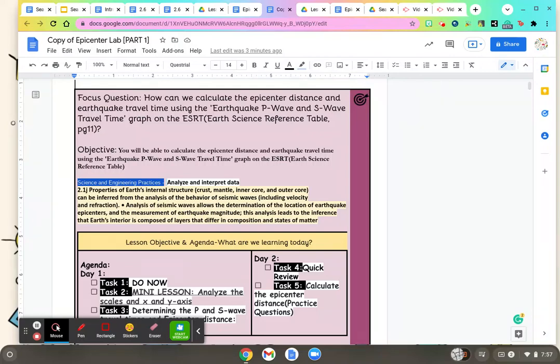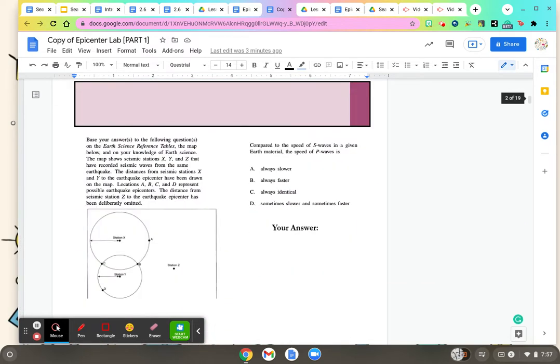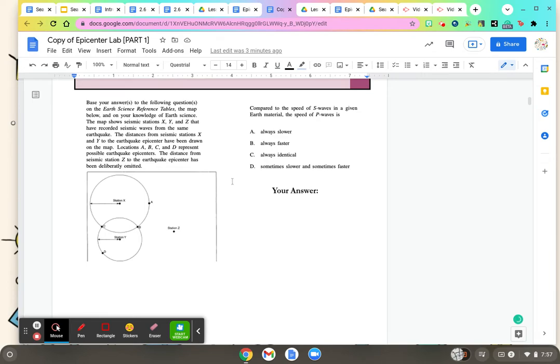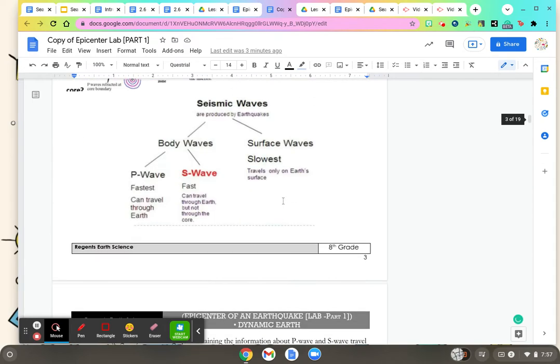Hello everyone, this is a walkthrough to the Epicenter lab part 1. You're going to be calculating the epicenter distance and the earthquake travel time using the earthquake P wave and S wave travel time graph in the Earth Science reference table, which is page 11. So before you do anything, make sure you do your do now.